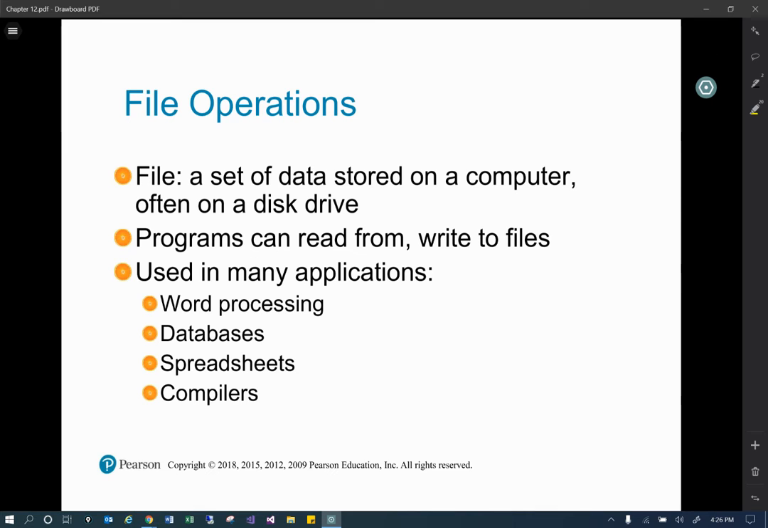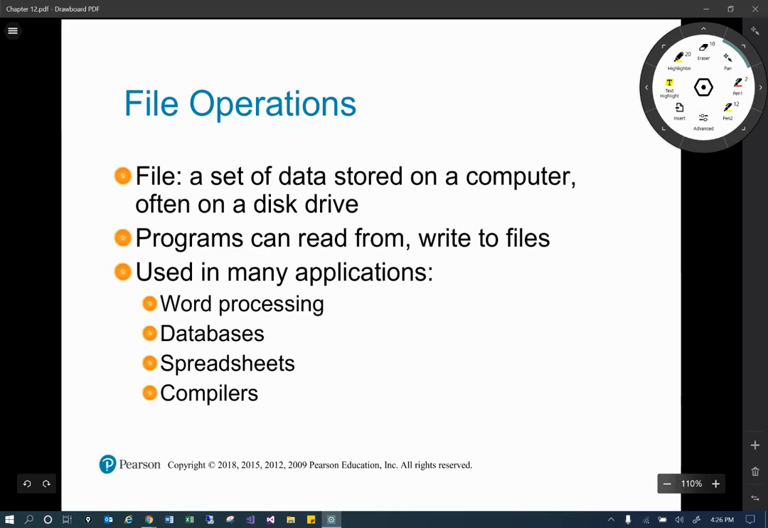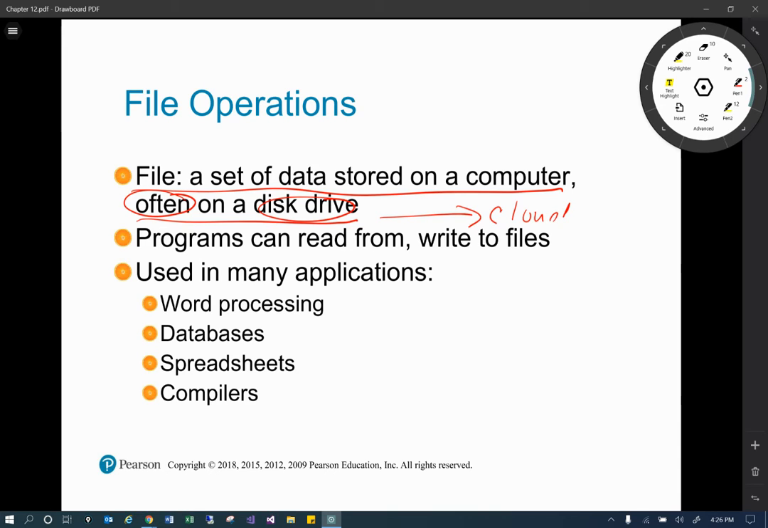Now in this, it says a file is a set of data stored. Let's get the pen going. A file is a set of data stored on a computer, often on a disk drive. The reason I said often is because, especially nowadays, you can store things on the cloud. You can store things on a flash drive, all these things, right?